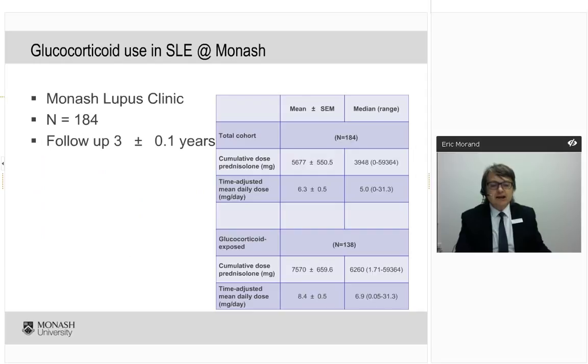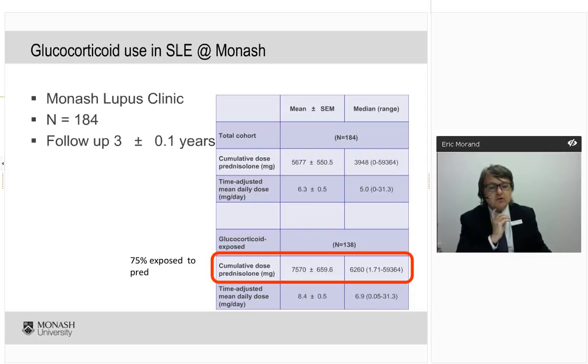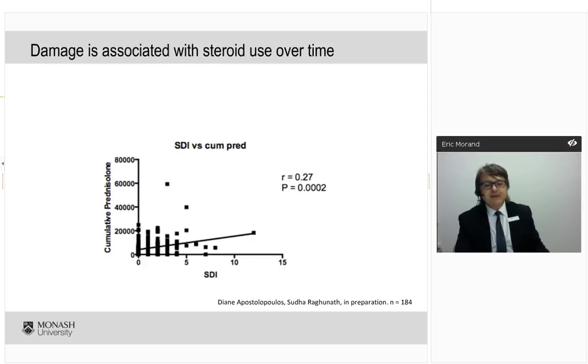And we see exactly the same in our clinic at Monash. This is a study from a little while ago where we looked at 184 patients with steroids, and we found that 138 of them, or 75%, had been treated with steroids at some time during their 3 years follow-up, and the cumulative dose of steroids was 7,500 milligrams over that period of time. And any of you who are familiar with the use of steroids would know that that's really quite a lot of steroid to take. The mean dose, as you see here, 8.4 milligrams a day. So steroids are used a lot in the treatment of lupus because better treatments than that are not yet available.